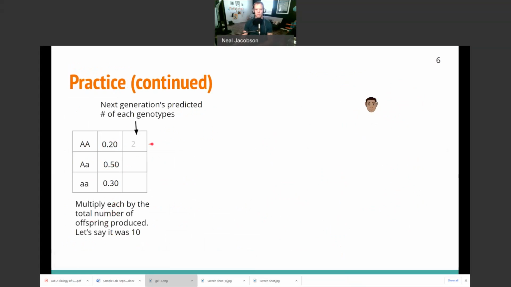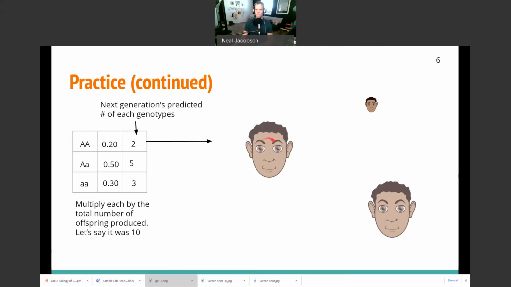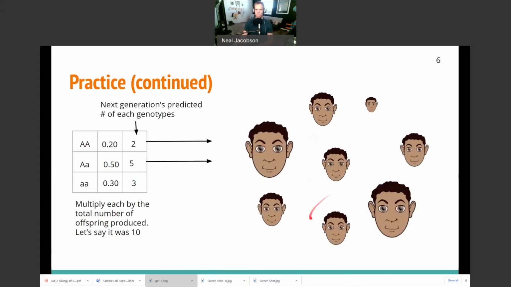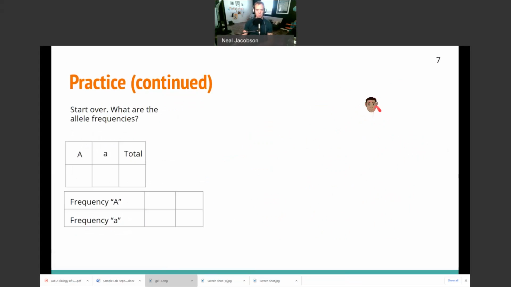And so I should end up with 2 people with big heads, 5 children with normal heads, and 3 children with small heads. Okay. And so I see 2 with big heads, 5 with normal, and there's my 3 with small. I forgot to add that animation there on this guy. Oh, he's still hanging out there. Hey, buddy.